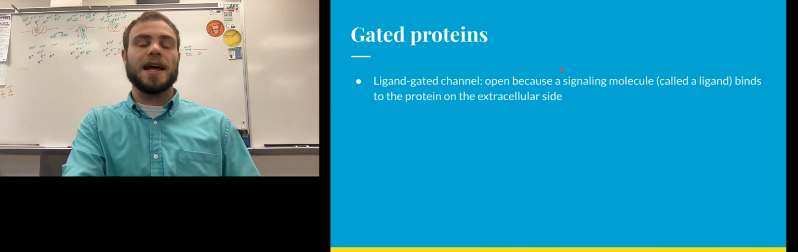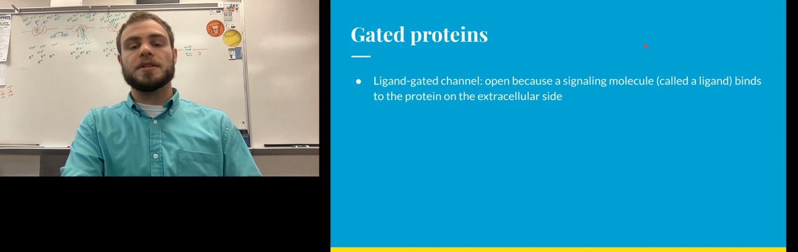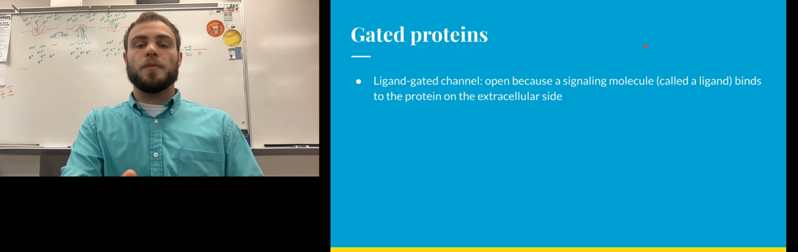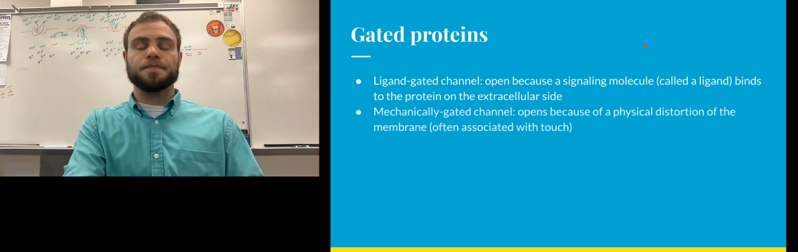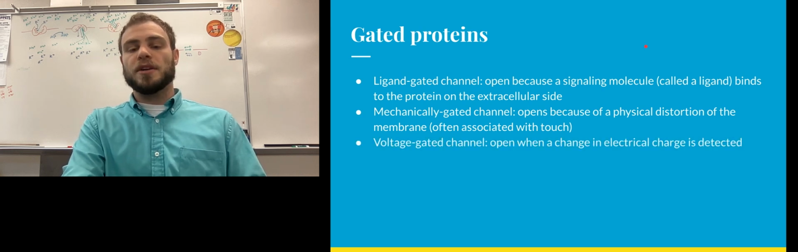So you have several different types of gated proteins. The first is ligand gated channels. They're going to open the gate, if you will, when a signaling molecule, which is also known as a ligand, binds to the protein on the extracellular, or outside the cell, side. Your mechanically gated channels are going to open because of some sort of physical distortion in the membrane. We usually see mechanically gated channels associated with our touch receptors.